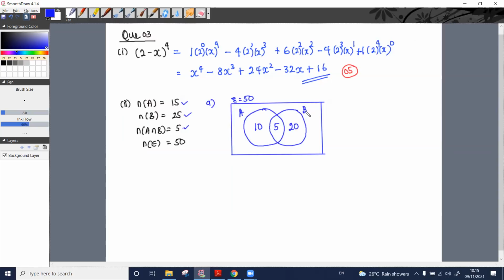Right? Altogether 25 observations in set B. Then either A or B, how many observations are there? 20, 25, and 35. All together, there are 35 observations which is belonging to either A or B.